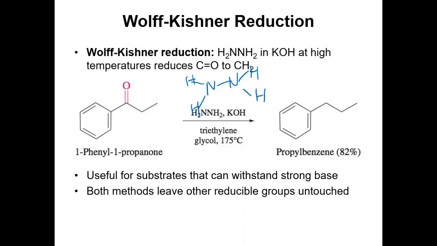But if you really need to do this reduction in the real world, let's say you are doing a project, synthesizing a complicated compound that involves introducing a primary alkyl group on an aromatic ring, then you really need to inspect the rest of the molecule to choose the best method, whether the Clemmensen reduction or the Wolff-Kishner reduction.